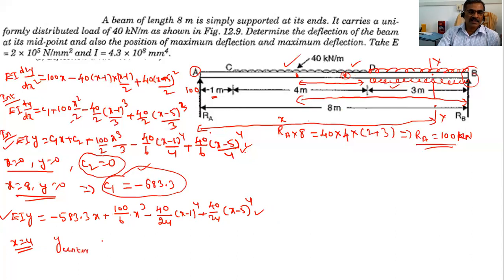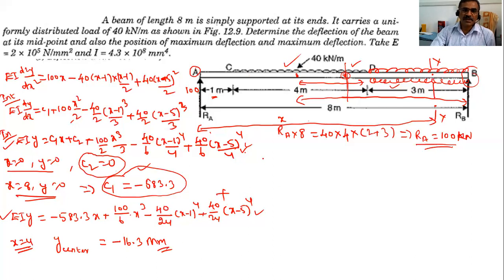Y center is equal to minus 16.3 millimeters. While substituting in this y center, x is equal to 4 will come here. Then you have to take only the left side. You should not take this portion.